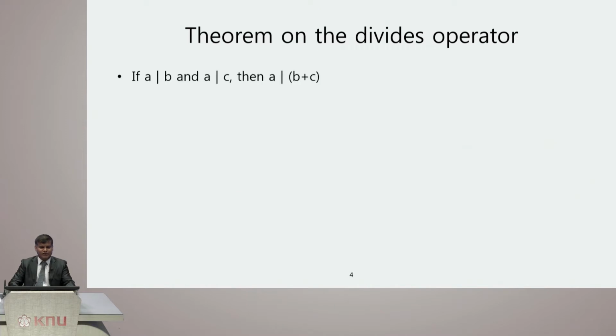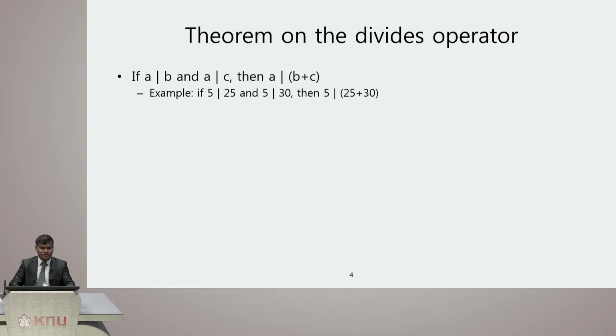Coming to the theorems on the divides operator, it's basically an algebraic operation, and these are some of the laws that we are going to consider with respect to the divides operator. If A divides B and A divides C, then A divides B plus C. That's the idea. As an example, 5 divides 25 and 5 divides 30, then 5 divides 25 plus 30. That's quite easy to understand.